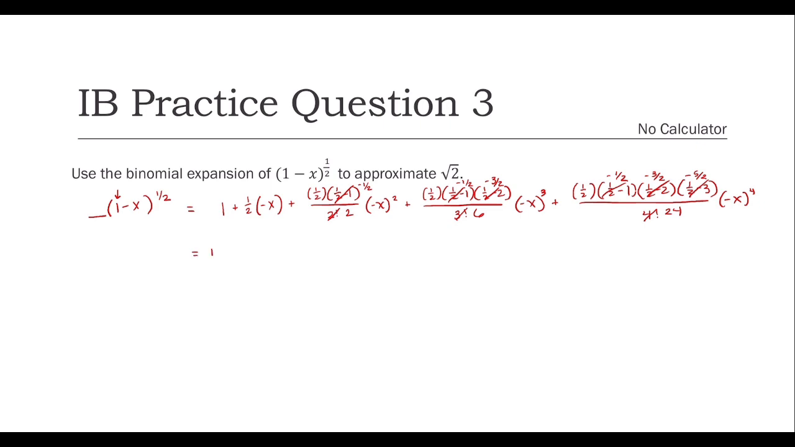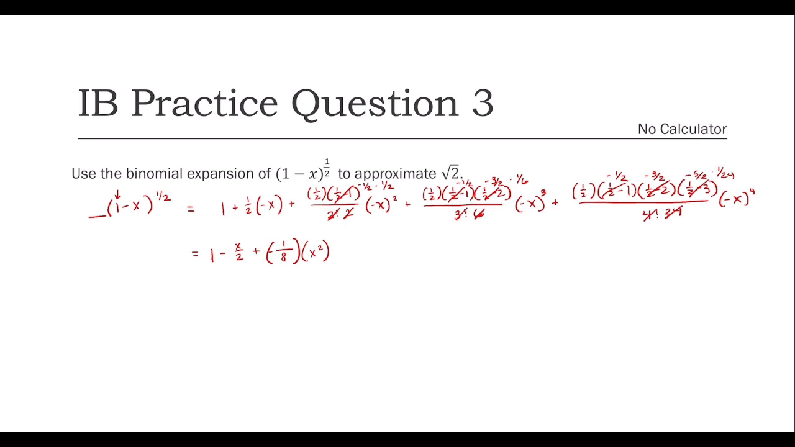So this is going to equal 1 minus x over 2. This 2 in the denominator is the same as multiplying by 1/2. This will be multiplying by 1/6, multiplying by 1/24. So for this one, we'll have 1/2 times negative 1/2 times 1/2, which would give us plus 1/8, which is negative, times negative x squared, which would just be x squared.